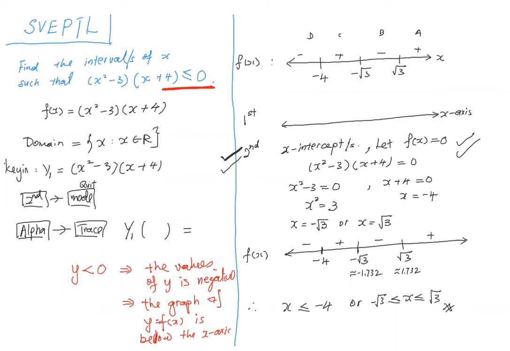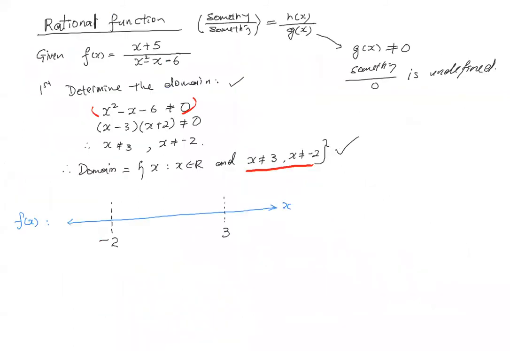So for polynomial, first I find the x-intercept. For rational function, first I determine the domain. Am I right? Yeah. So second step, what should I do? Find the x-intercept. Okay, can you tell me how to find the x-intercept?